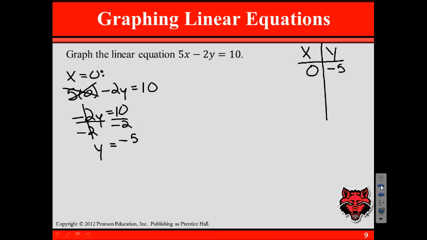So we have our first point, 0, -5. Now instead of finding another x-coordinate, let's say our y-coordinate equals 0. Again, it's okay to choose x or y, but we cannot choose both simultaneously. So if we choose y to equal 0, we put 0 in place of y in the equation.